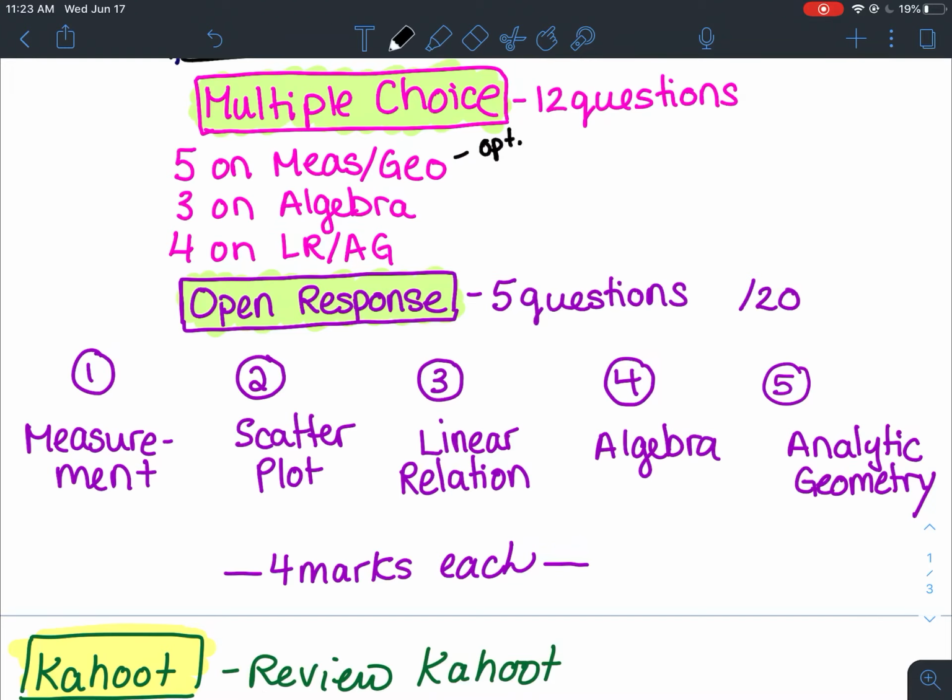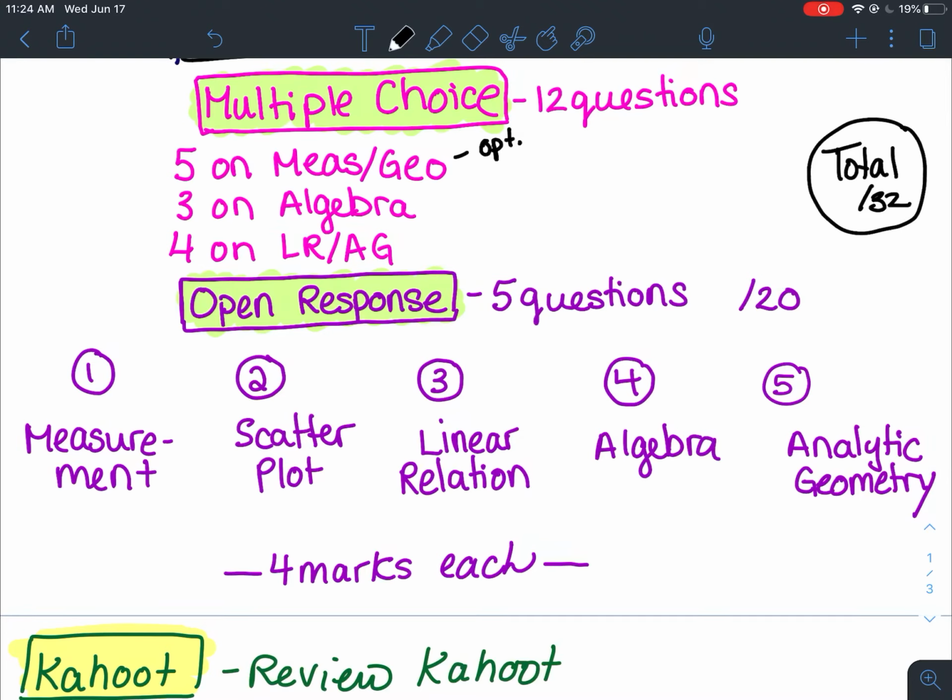The second question is a scatter plot question. So I've given you a scatter plot and you'll have to answer some questions. The third open response question is a linear relation one. The fourth one is an algebra question, and the fifth one is analytic geometry. And each of those 5 questions is worth 4 marks each for a total of 20 marks. So your total exam is only out of 32.